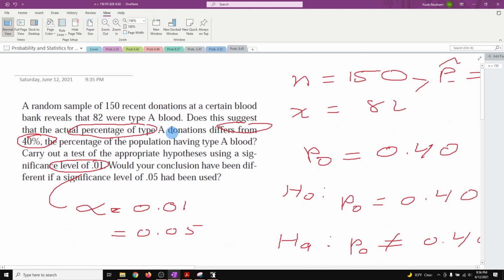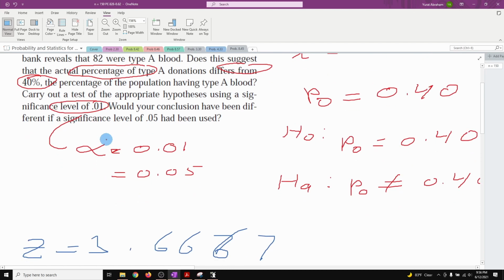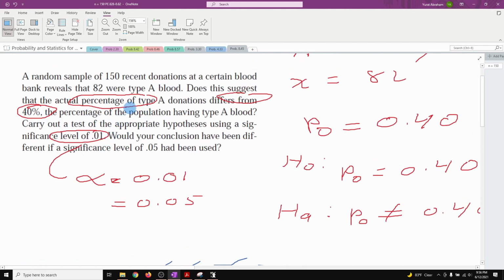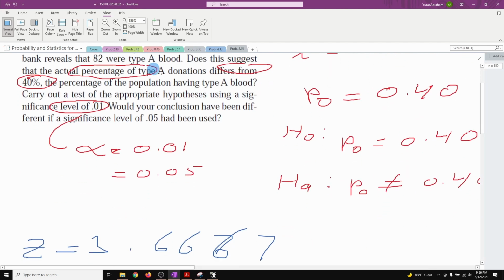So a random sample of 150, and then 82 were type A. Notice that my population is considered to be my mean. This 40% was from a study done in the past, and they found out that the population has 40%, and then they decided to do a sample of 150 and came up with 82. So yes. Okay.